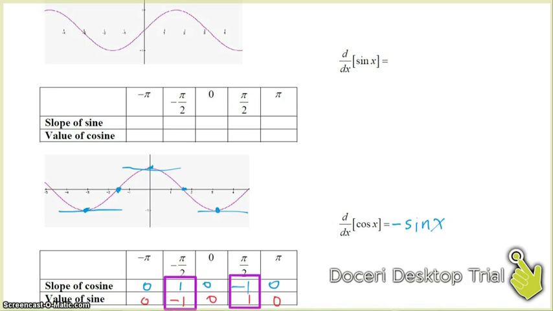Let me just reiterate real quick. The derivative of sine would be cosine. The derivative of cosine would be negative sine. Okay? Any questions? I hope not.